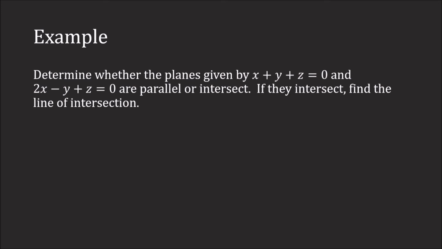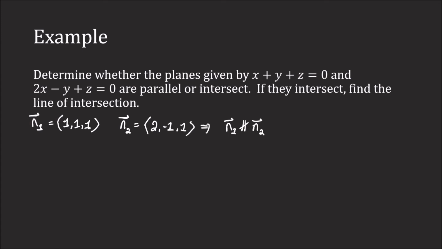To determine whether they are parallel or not, we look at the normal vectors. The normal vector of the first plane is 1, 1, 1. The normal vector of the second plane is 2, minus 1, 1. Well, these are not parallel. So there's no way these planes are parallel, so they must intersect. We now must determine their line of intersection.